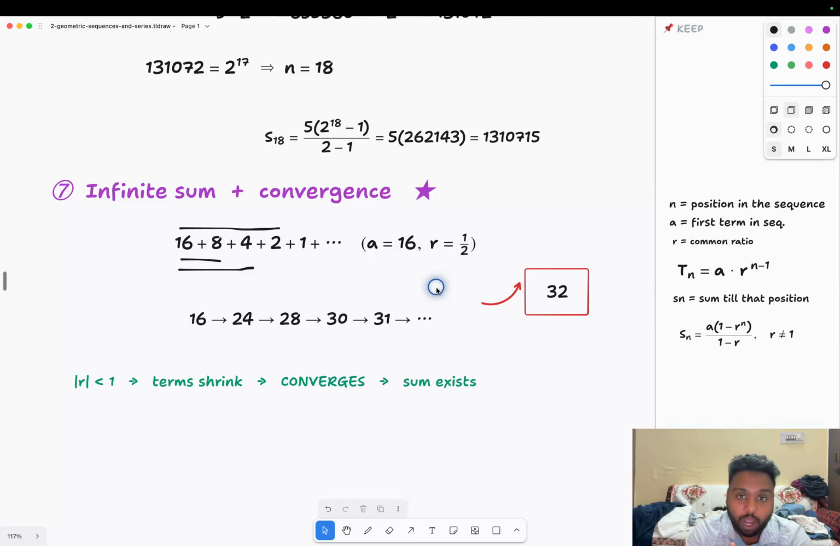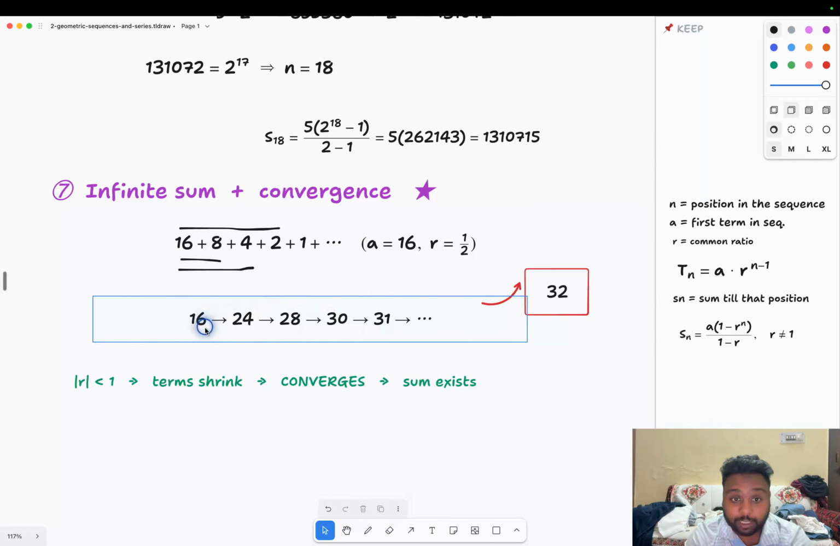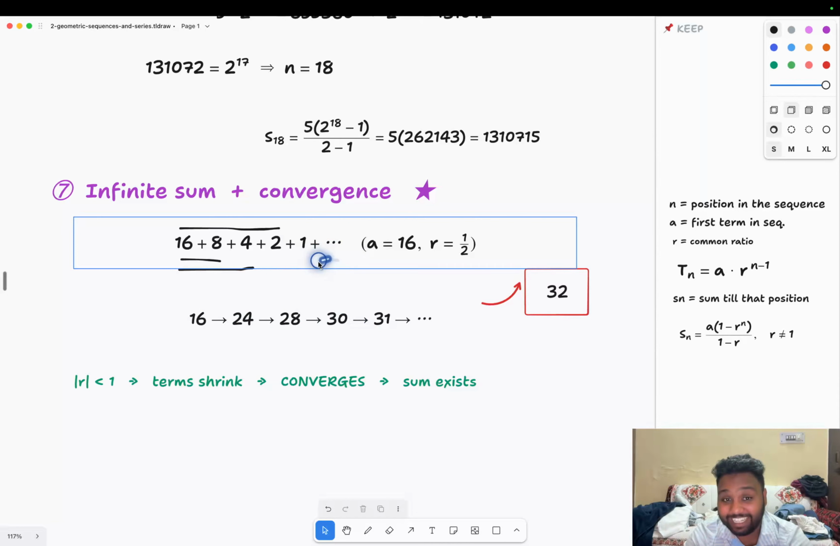makes sense. But for now, I want you guys to realize, because the terms of this series are getting very small very fast. We started from 16 and the fifth term is already 1. And if we keep going and going and going, the terms in our sequence or the series will keep on getting smaller and smaller and smaller. This from 1 will go to 0.5, 0.25, 0.125, which is a very small number. And we can take this to infinity. We can keep on doing this for an infinitely long time, and the result is going to be 32.